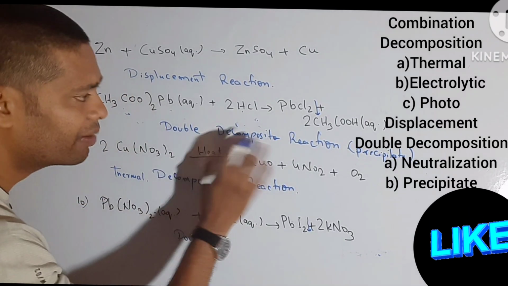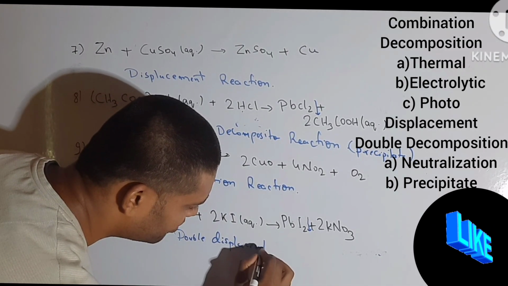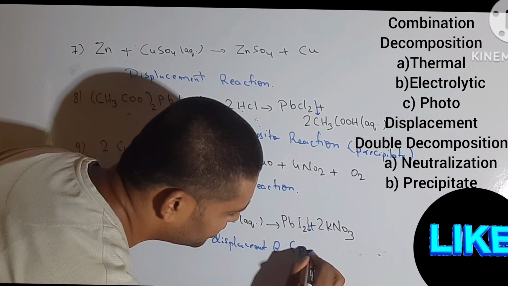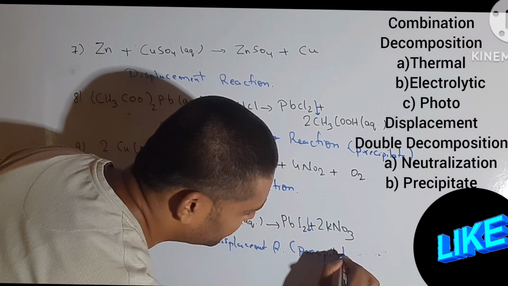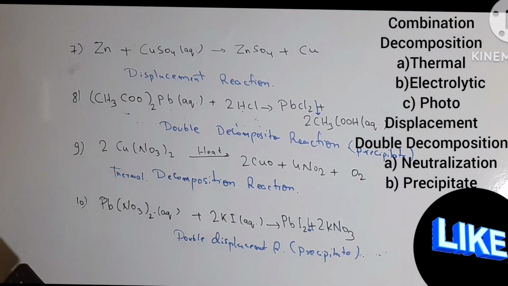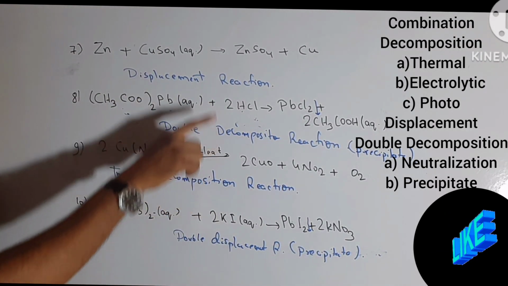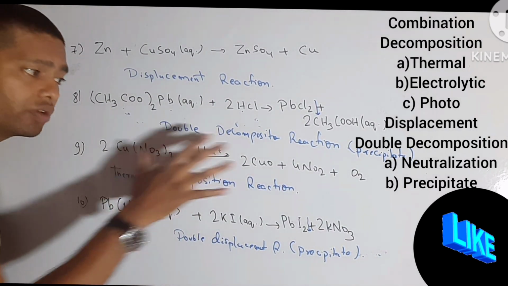Now, double decomposition, you have double displacement. Double displacement reaction is a precipitate reaction, so both are the same. So you understood the way we are identifying this. Everywhere you have to write which type of reaction it is. If inside that any more types are there, you have to identify that also.